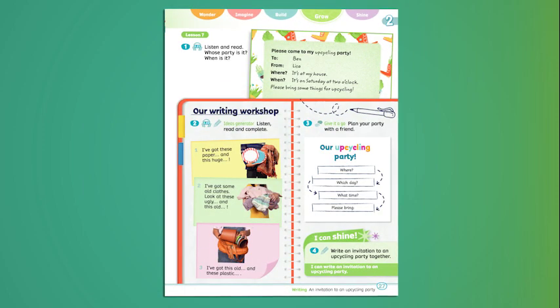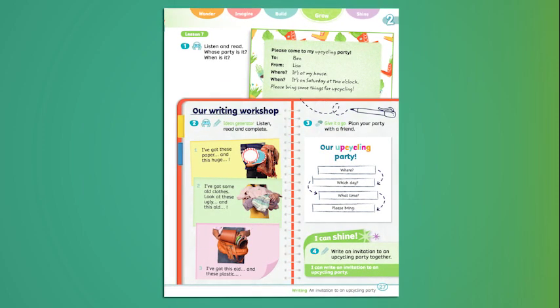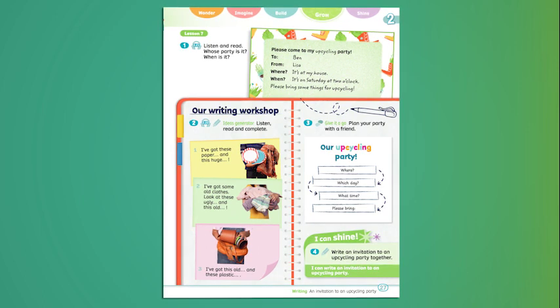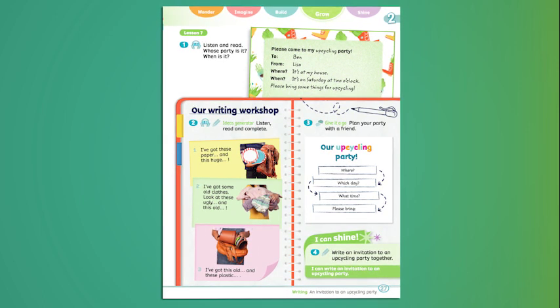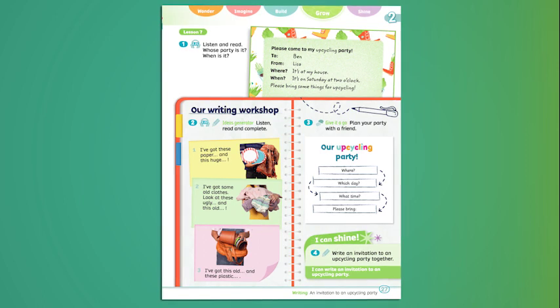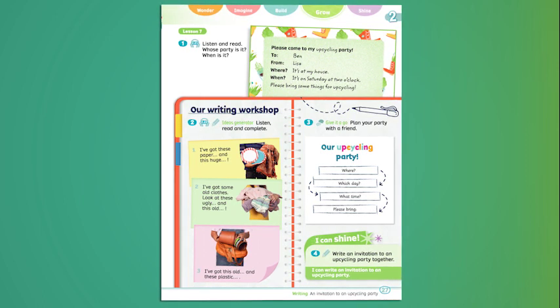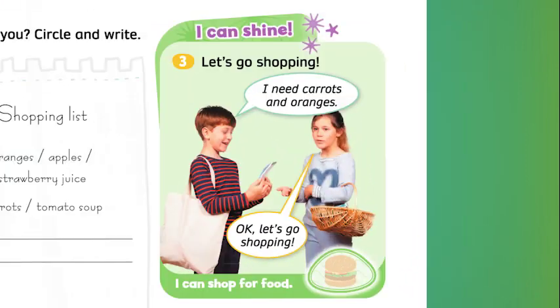In levels 3 to 6, this is done through a writing workshop that supports learners through all stages of the writing process, including a model, ideas generator, making notes, and writing the full text. The I Can Shine activity is a productive activity where learners can use the language more freely.